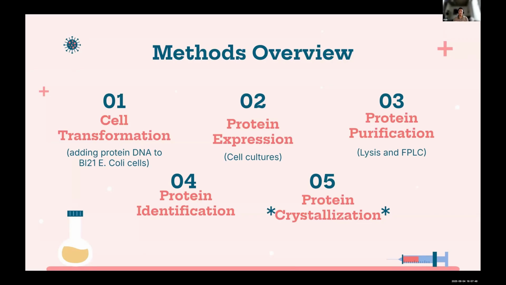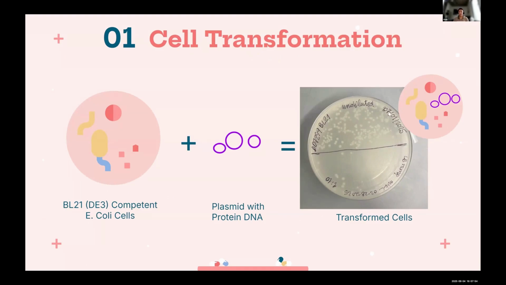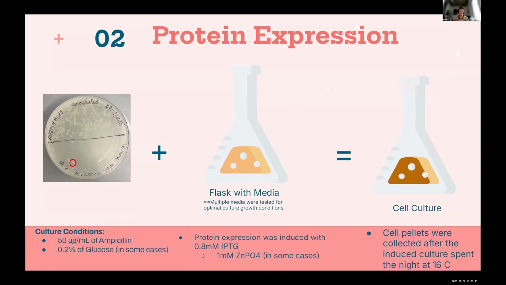This is a methods overview, and I'll explain each step a little more. The first step is cell transformation. We essentially take some E. coli cells and add our plasmid with our protein DNA, and we get a transformed cell. We hope that with these cells, we'll express our protein. The next step is protein expression.